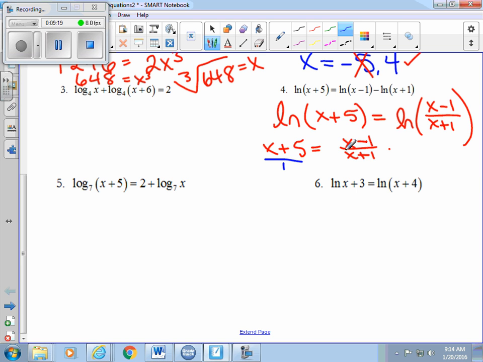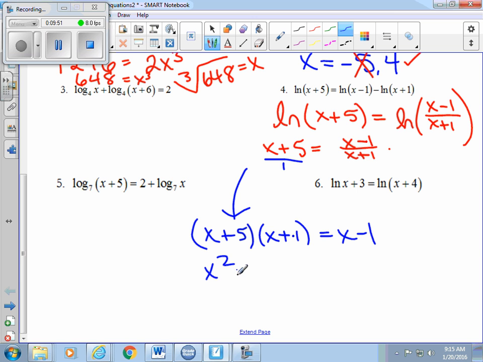How do you multiply x plus 5 times x plus 1? How do you do that? Oh, we're kind of out of it today. How do you multiply x plus 5 times x plus 1? Gotta distribute it. Use FOIL if that's the word you like to use. If you had Miss Lowe and just can't bring yourself to do it, then just distribute. X squared plus 5x plus 1x plus 5 equals x minus 1.